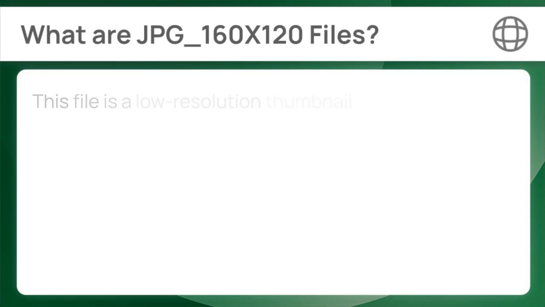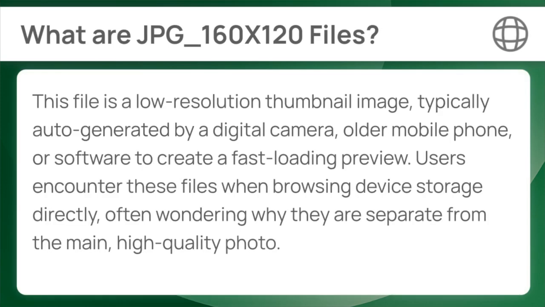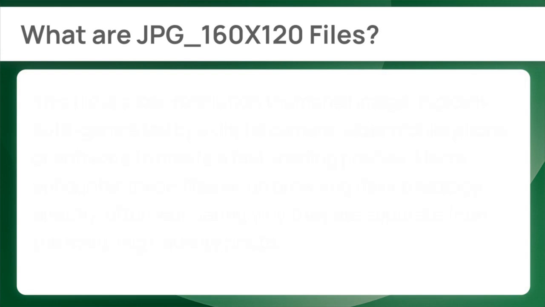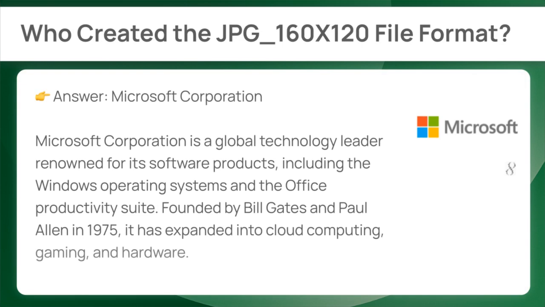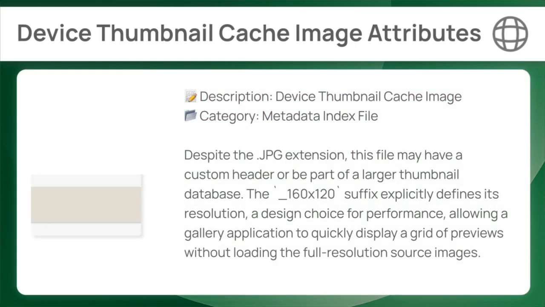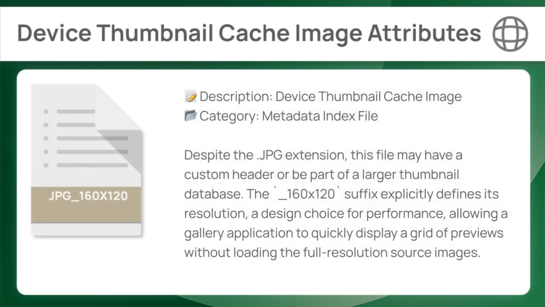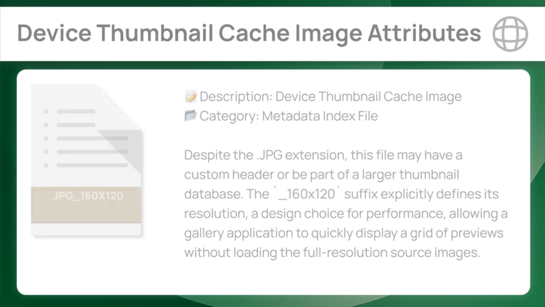This file is a low-resolution thumbnail image, typically auto-generated by a digital camera, older mobile phone, or software to create a fast-loading preview. Users encounter these files when browsing device storage directly, often wondering why they are separate from the main high-quality photo. Despite the JPG extension, this file may have a custom header or be part of a larger thumbnail database. The 160/20 suffix explicitly defines its resolution, a design choice for performance, allowing a gallery application to quickly display a grid of previews without loading the full resolution source images.